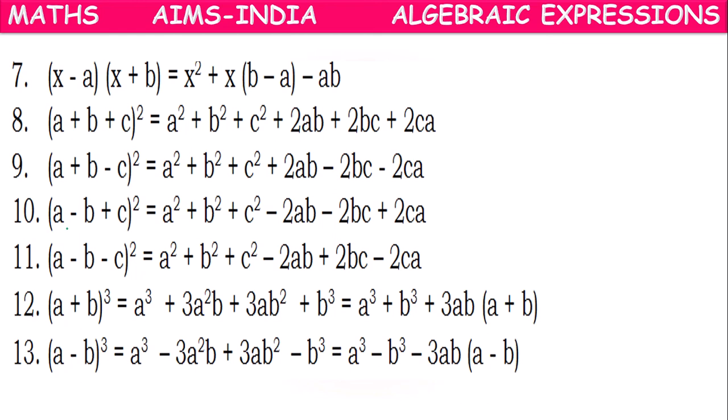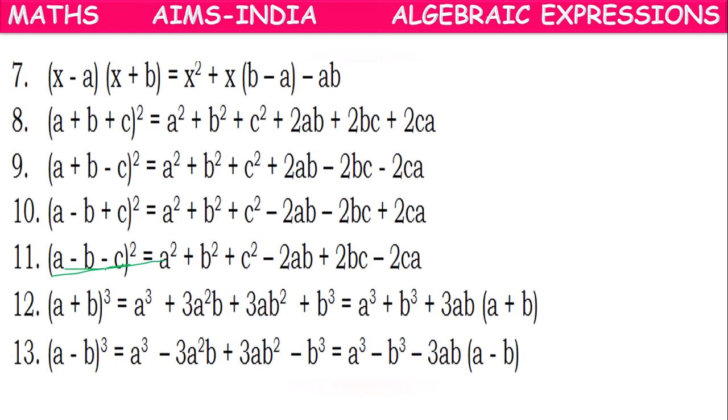Suppose if we have minus for the second term, then the first three terms are common, no change. The product of first and second, in that the second term is there, it will become minus. The product of second and third, in that the second term is involved, it will become minus. The product of first and third, no second term involved, it will be positive.